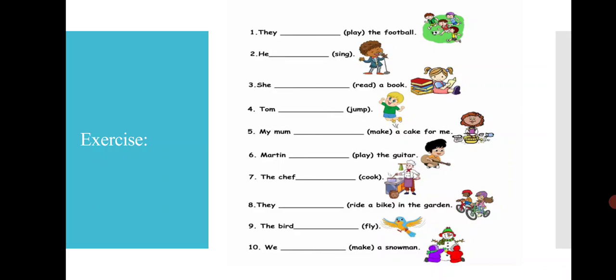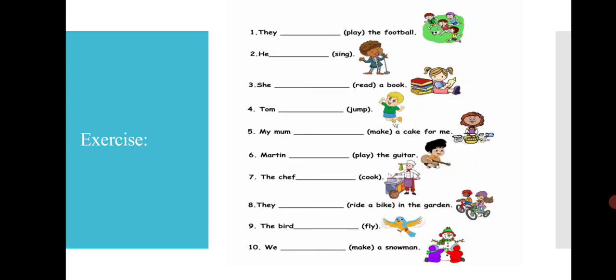The ninth example is the bird dash fly. The bird flies is an example for simple present tense. The bird is flying is an example for continuous tense. The bird has flown. Fly, flew, flown. The past participle form is flown. So the bird has flown is an example for perfect tense. The bird has been flying is an example for perfect continuous tense.